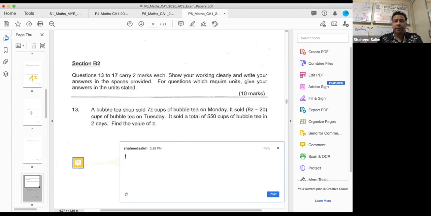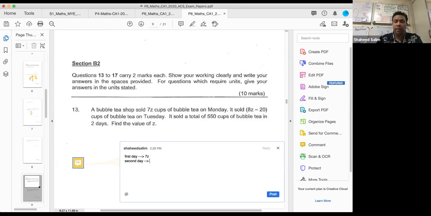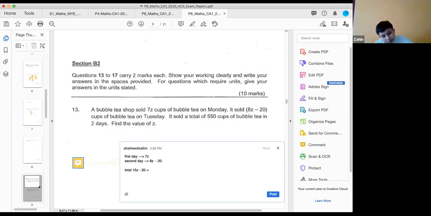Okay, so very simple. First day, how many cups did you sell? 7Z, is it correct? Yeah, good. Second day, how many cups did you sell? 8Z minus 20. Okay, so we write 8Z minus 20. So now the total, how many is the total? We add them together lah. First day is 7Z, so 15Z minus 20. Good. And this 15Z minus 20 is equal to 550.